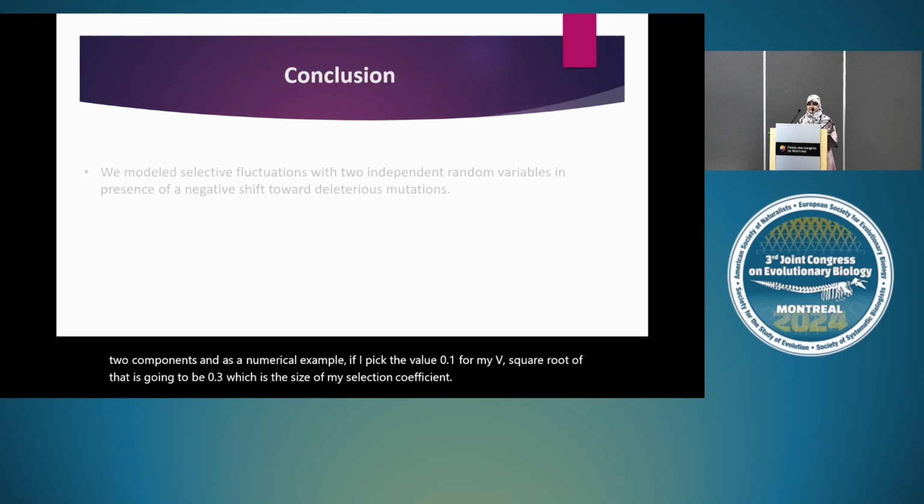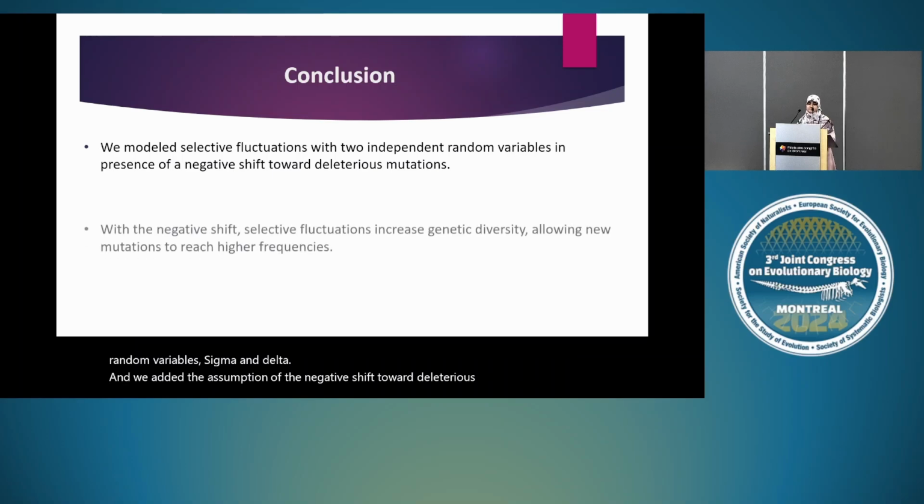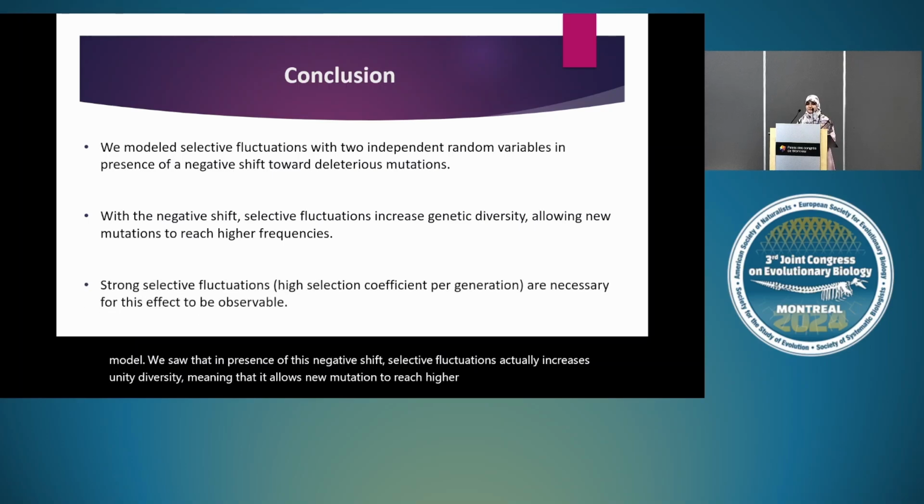To sum up, we started with the model of selective fluctuation with two independent random variables, sigma and delta, and we added the assumption of the negative shift toward deleterious mutation to this model. We saw that in the presence of this negative shift, selective fluctuation actually increases genetic diversity, meaning that it allows new mutations to reach higher frequencies. Also, we have seen that in order to see this result, we need a very strong selective fluctuation. In other words, a high selection coefficient per generation is necessary.